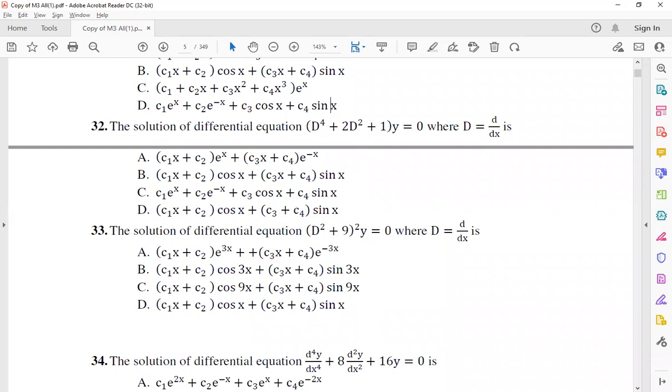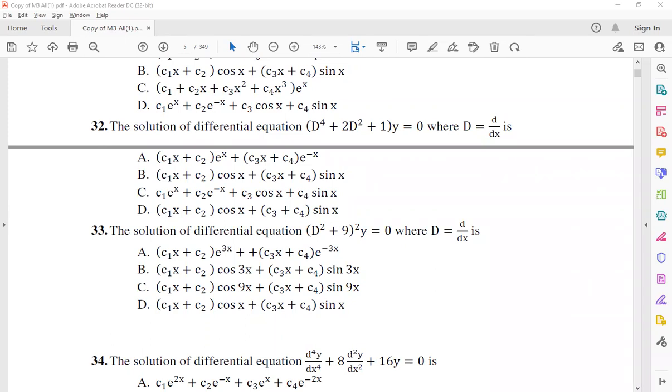Put D square equal to T. D raised to 4 plus 2D square plus 1 equal to 0. You can go with T or S, whatever you want. So it is S square plus 2S plus 1 equal to 0. Solve for S. Tell me S. Minus 1, minus 1. Correct. So S is nothing but D square. D square is minus 1, that is D square plus 1 is 0. Solve this, you will get the answer. D is plus minus i, plus minus i. Correct.